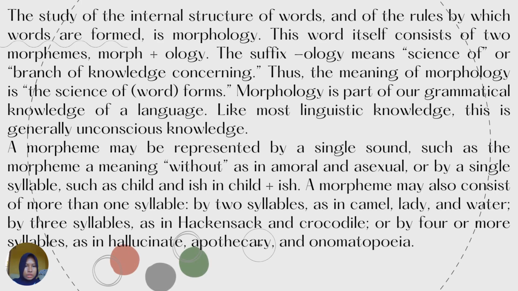The study of the internal structure of words and of the rules by which words are formed is morphology. This word itself consists of two morphemes, morph plus the suffix ology. Ology means science of or branch of knowledge concerning. Thus the meaning of morphology is the science of word forms. Morphology is part of our grammatical knowledge of a language. Like most linguistic knowledge, this is generally unconscious knowledge.